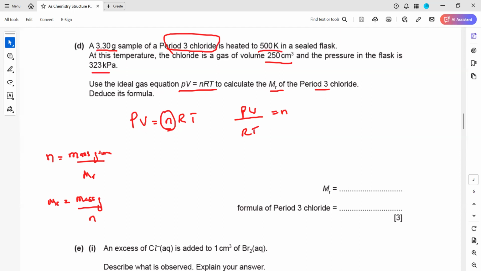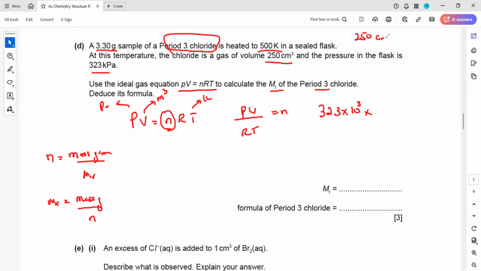But keep one thing in mind, the unit conversion is important for this equation. The unit is very important. The base unit of the volume should be in meter cube. The pressure should be in Pascal. The temperature should be in Kelvin. So we have 323 kilopascal. So we write 323 and multiply by 1000, since the prefix for kilo is there, so it means 10 power 3. Then the volume is 250 cm cube.